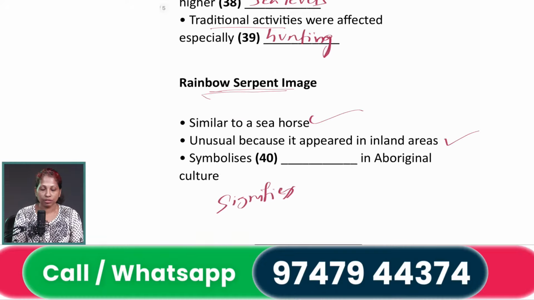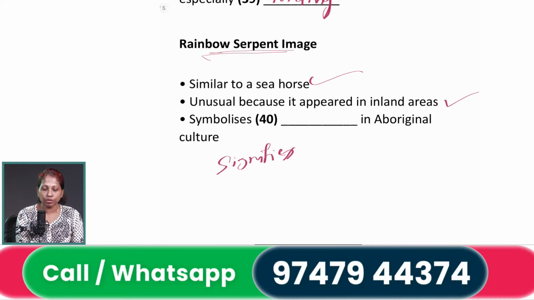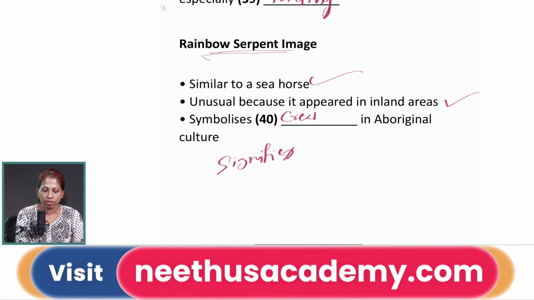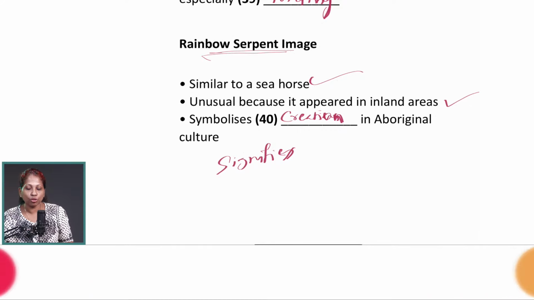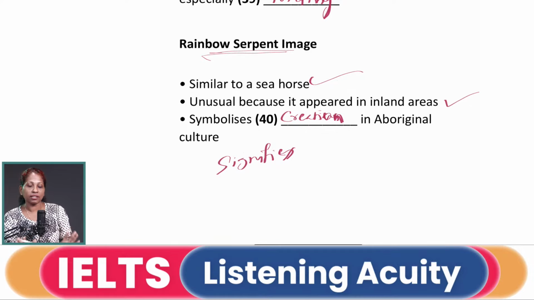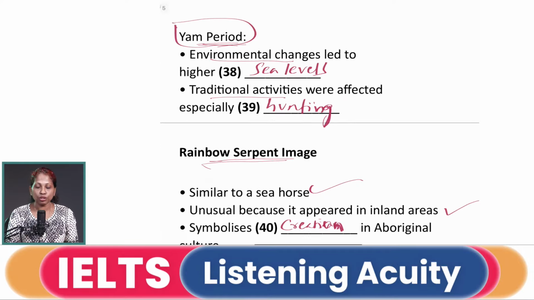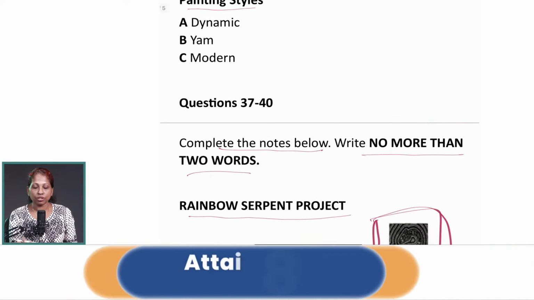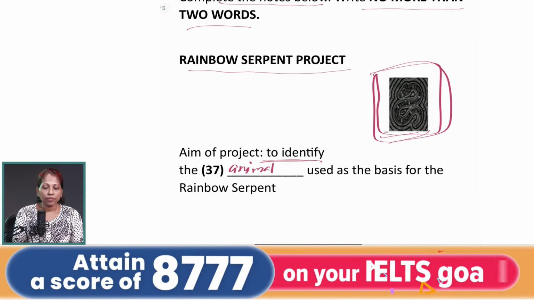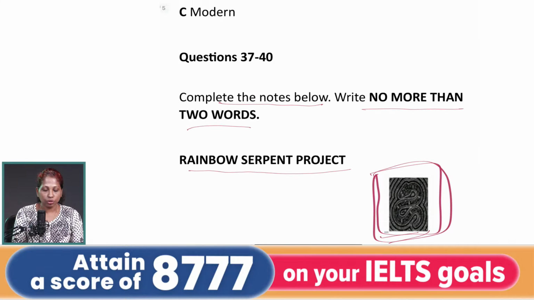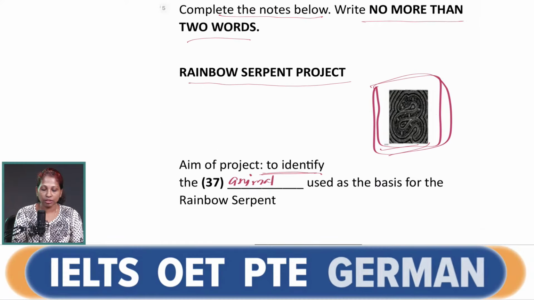Creation. That was the last part of the audio. Symbolizes creation. Okay. So that will end the last question. Symbolizes creation in Aboriginal culture. That is their culture, and which was drawn in that serpent image. So that was their way. Okay, so that will complete your notes. That is from 37 to 44 notes.